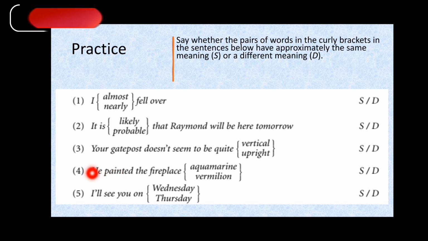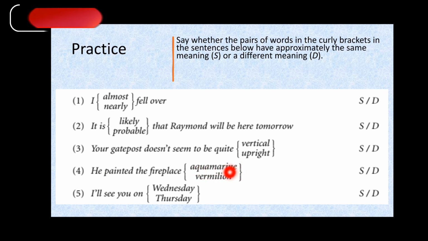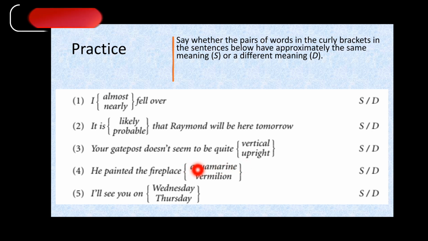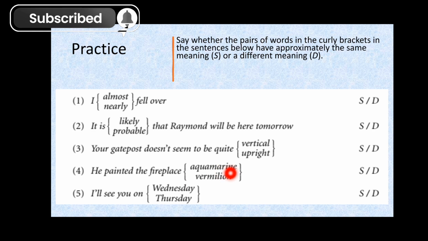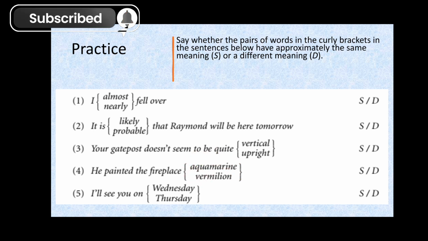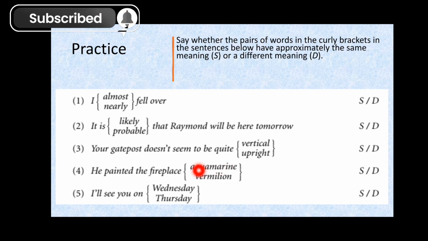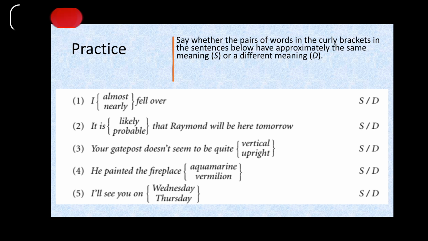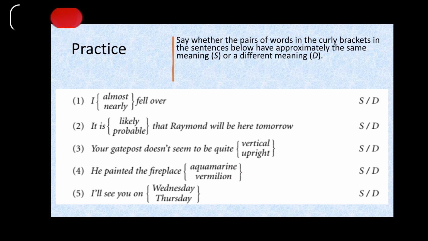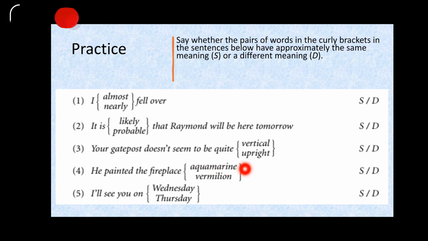So number 4, he painted the fireplace aquamarine or vermilion. What do you think, do aquamarine and vermilion have the same meaning or different? If you say they have the same meaning, your answer will be incorrect, because aquamarine is a kind of blue color, a bluish color, while vermilion is a bright red color. So you will say they have different meanings, right?